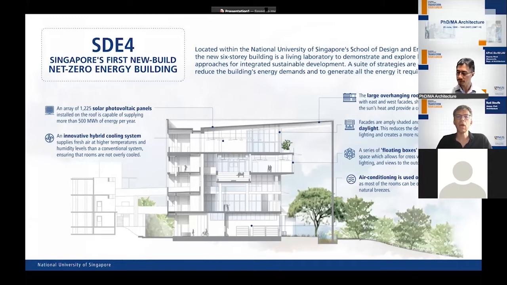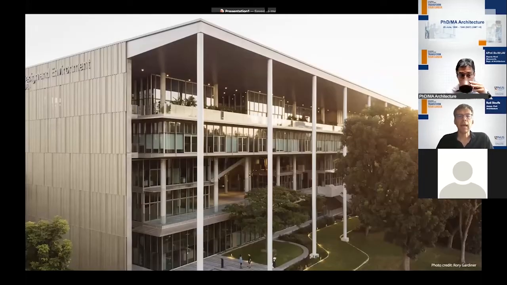But at the same time, it can be noted that a lot of the non-technical solutions are not necessarily all that new, like the large overhanging roof, the shaded facades, the porous spaces, etc., are of course solutions that have been around for a long time. And these are complemented with some high technological solutions, such as solar photovoltaic panels on the roof and an innovative hybrid cooling system. And here you can actually see a picture of the building.